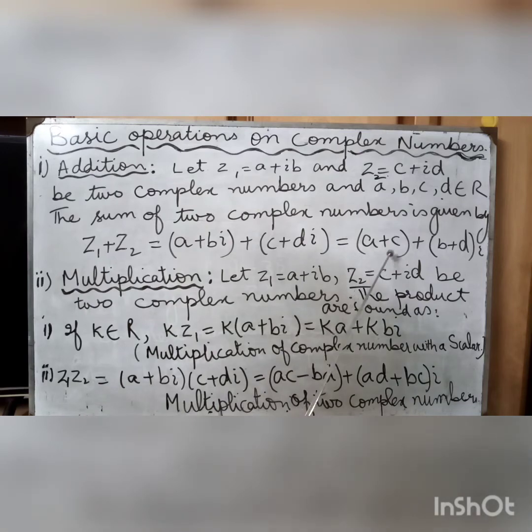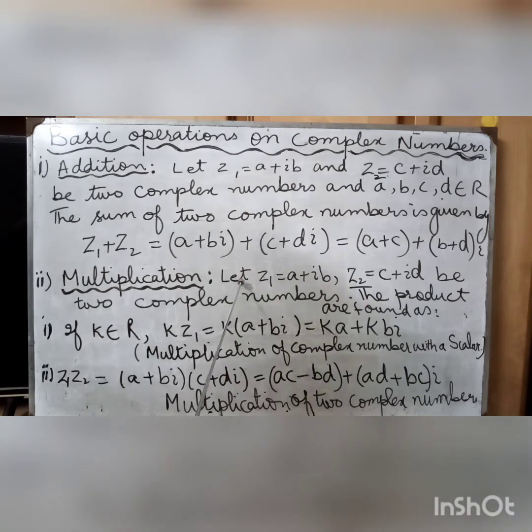So at the end we learn that the sum of two complex numbers is the sum of the real parts and the imaginary parts of these two complex numbers.